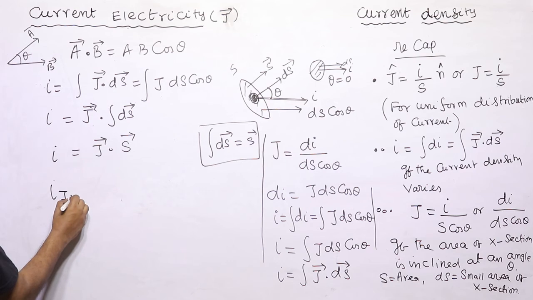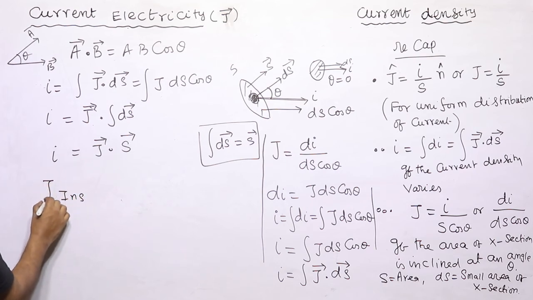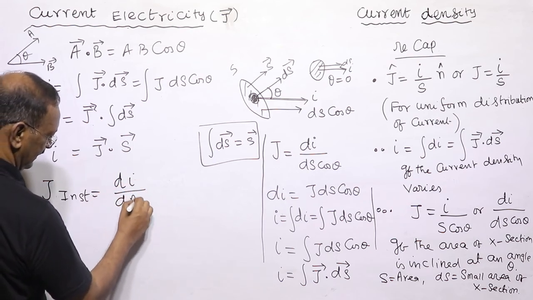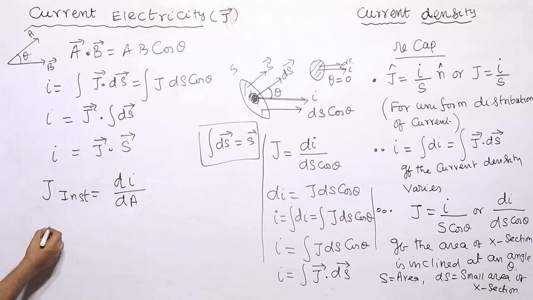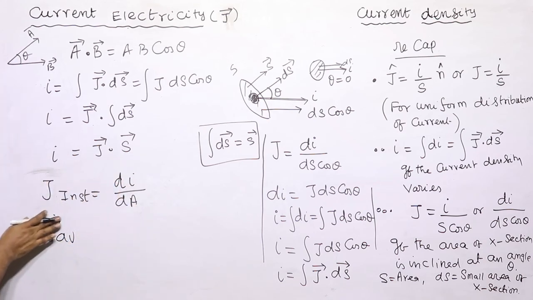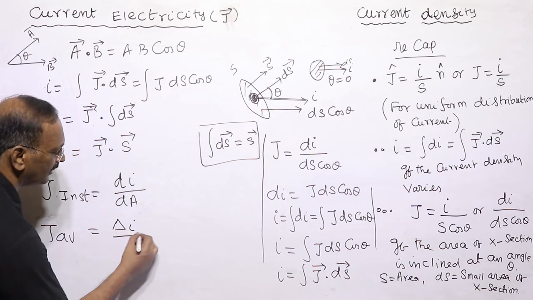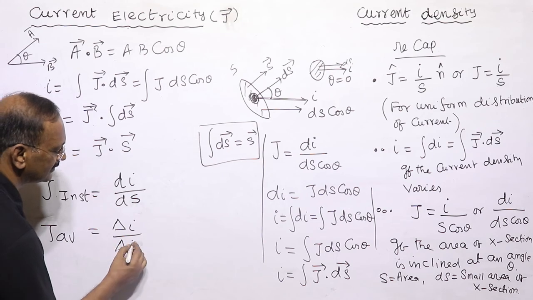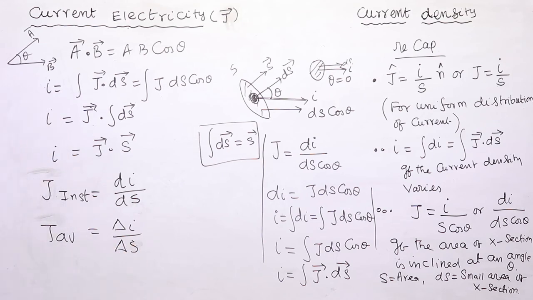The j vector instantaneous is equal to di by dA. If it is inclined, we will write dA cos theta. And j average, we write in magnitude only, we need not be confused. When it is a vector, it comes differently. The average is the infinitesimally small current flowing through a very, very small area. Or area, already we used S. S is equal to area.